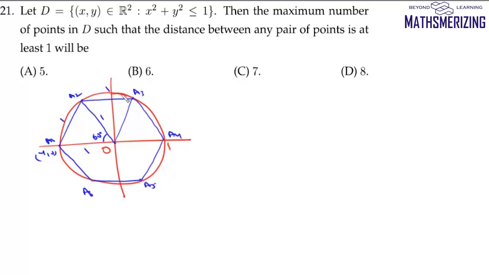So for all these 6 points, distance between any 2 points will be either 1 or greater than 1. We can take this distance greater than 1, but in that case, we'll have lesser number of points. In this question, we need to find maximum number of points in D. So we have these 6 points lying on the circle, and then we have this point at origin, that is at the center of circle, which again is at a distance of 1 unit from all the points. The maximum number of such points will be 7 points, and that's your option C.